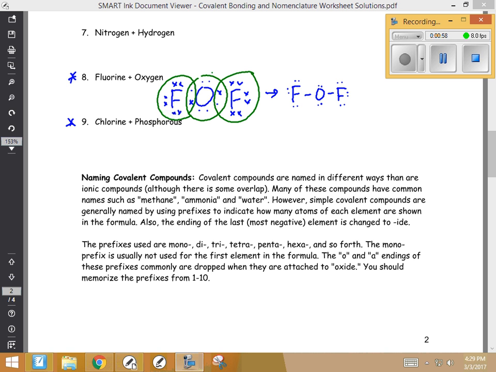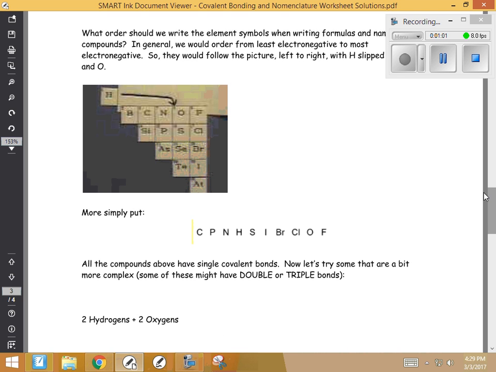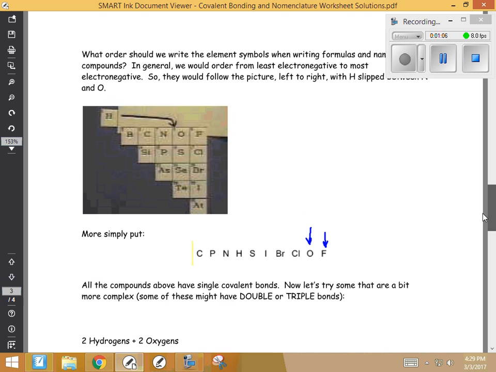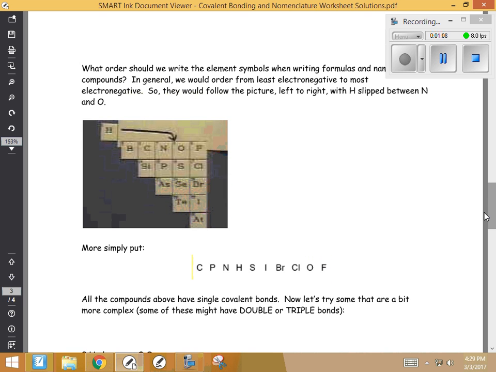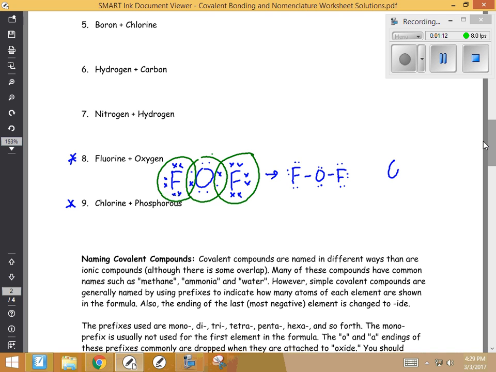And looking at this, we can see that oxygen comes first, fluorine comes second. So that's how we're going to actually write them in the formula. OF2, and we call that oxygen dichloride.